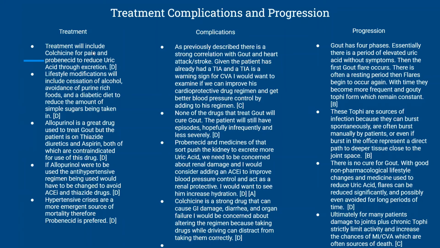Now, I'm going to give him colchicine for pain. Colchicine is a very common drug that's given for pain for folks that have gout. And then I want to give him something that's actually going to reduce the amount of uric acid that's in his blood by increasing the amount that's excreted. It looks like his kidneys are doing a good job putting it into the urine and getting it out of there, so I'm going to give him probenecid for that.